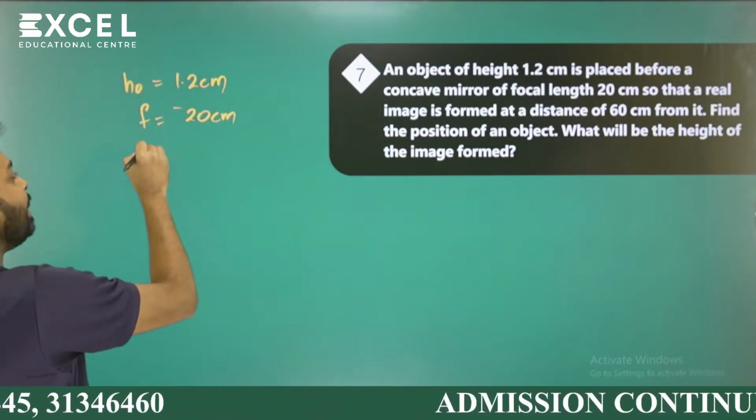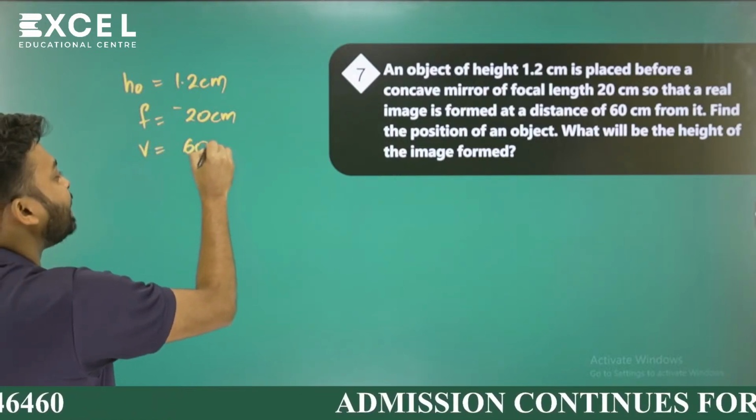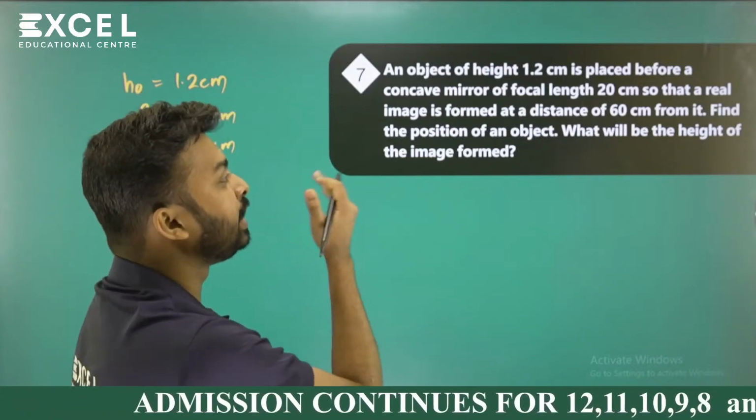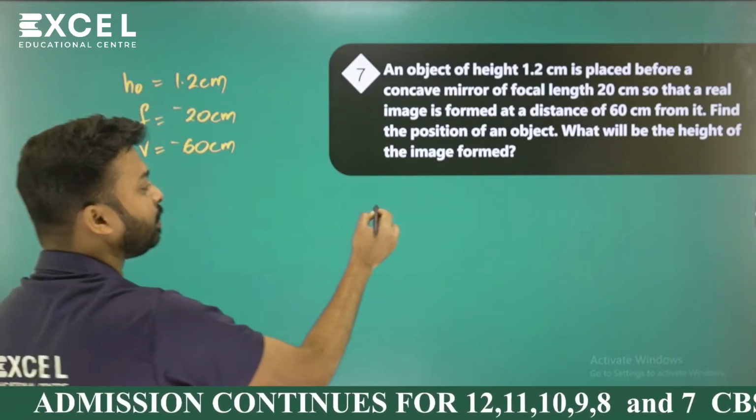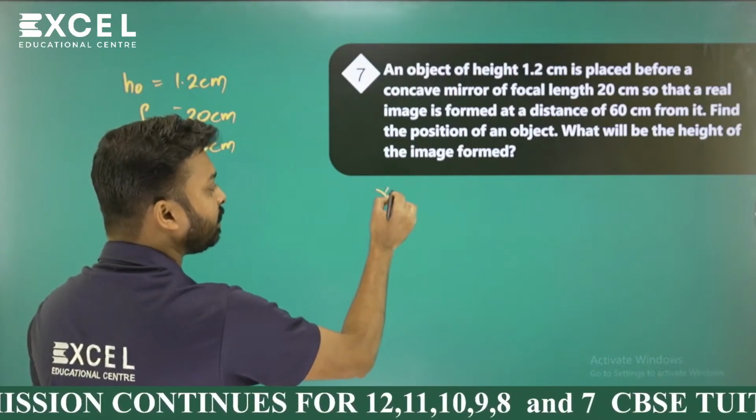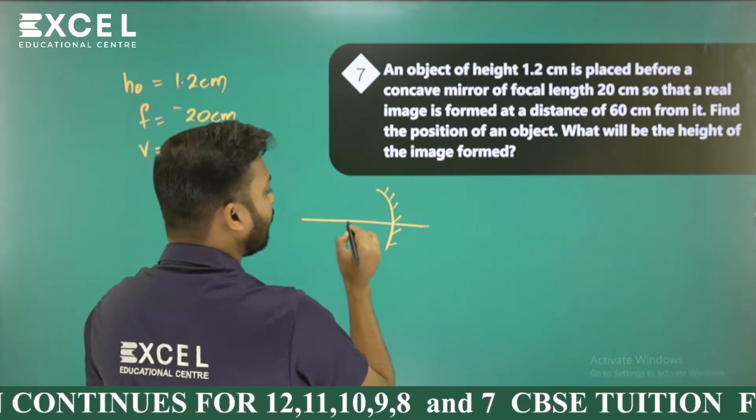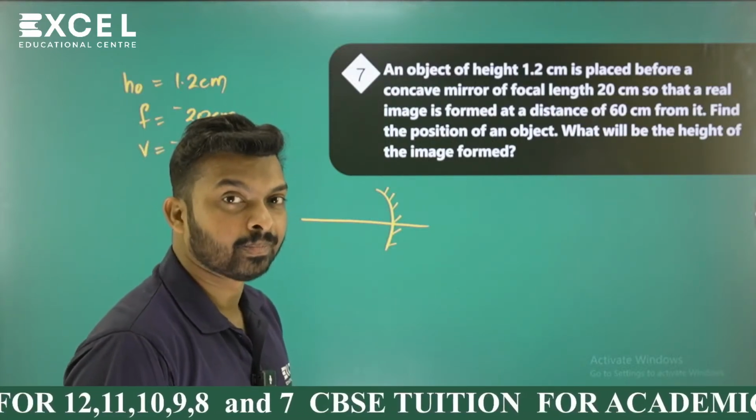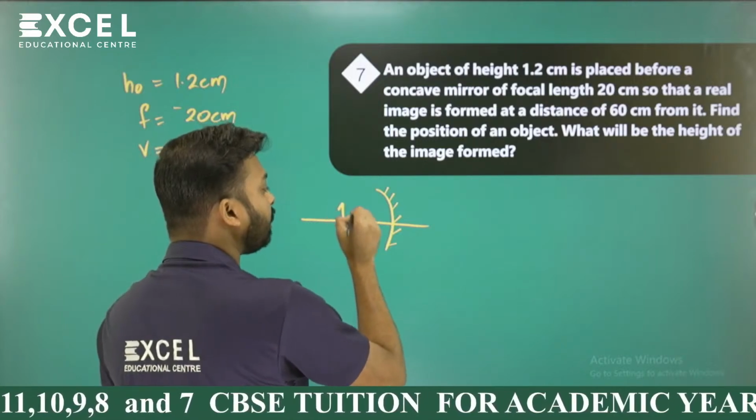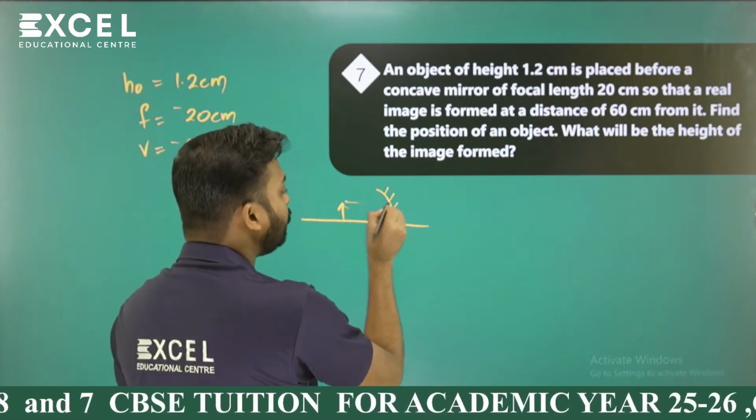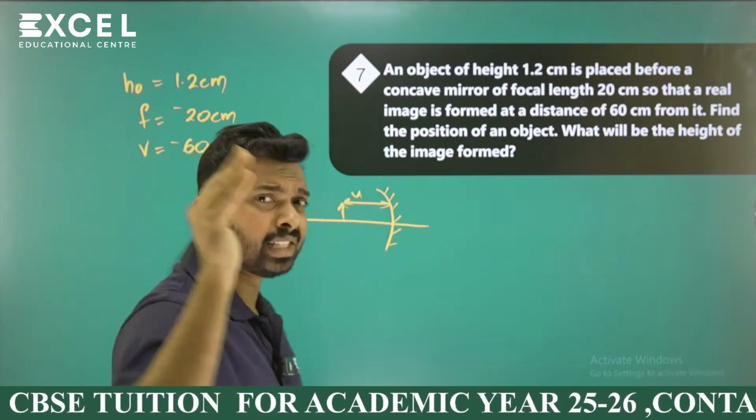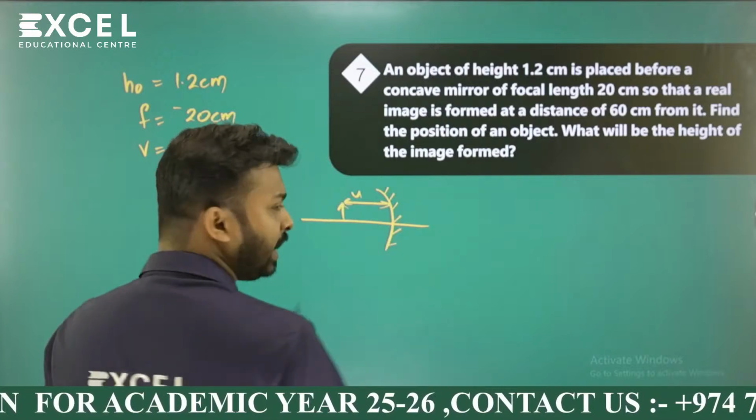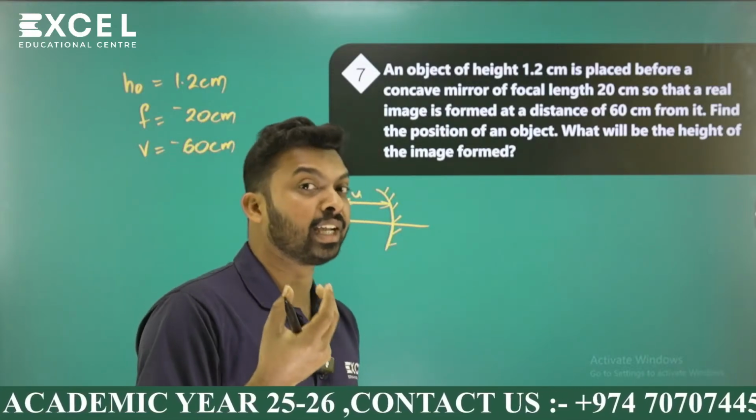So what is given? V is equal to 60 centimeter. Here also the image is formed in front of the mirror, so here it will again be negative. Hope you remember I have told you about this Cartesian sign convention before. Always understand one thing, u is always negative, because I am always keeping the object in front of the mirror. Whether it is mirror or lens, u will always be negative. But when it comes to v, it can be positive or negative depending on where the image is formed.